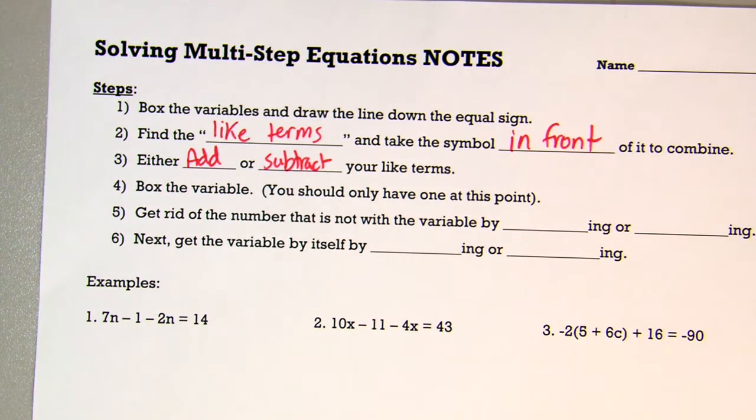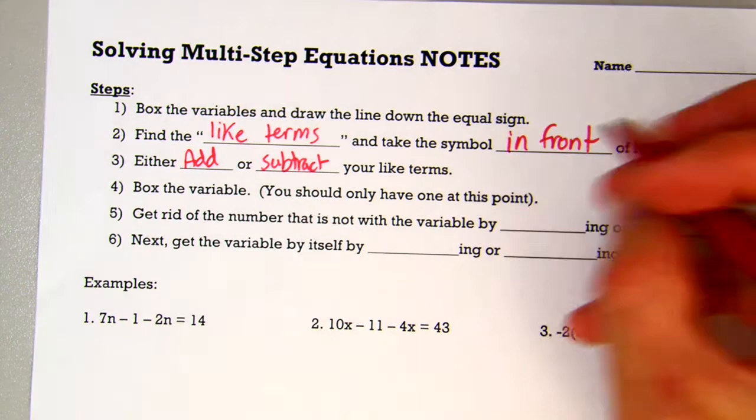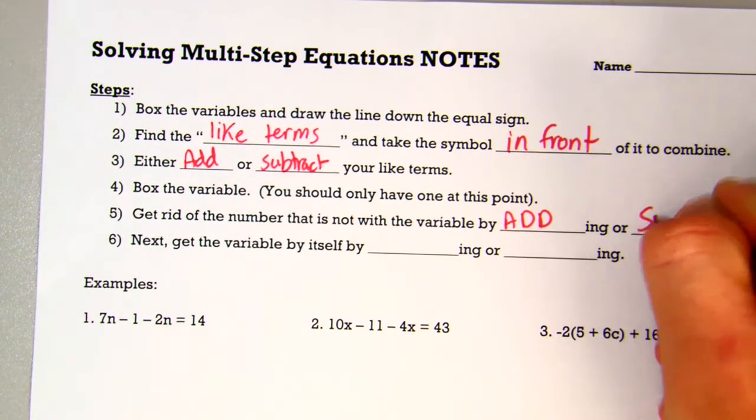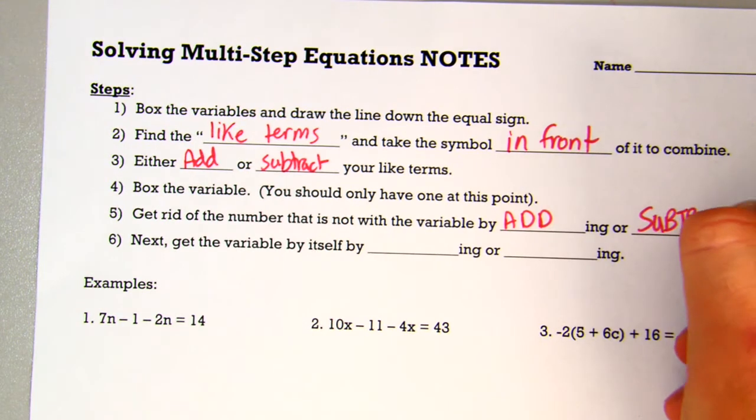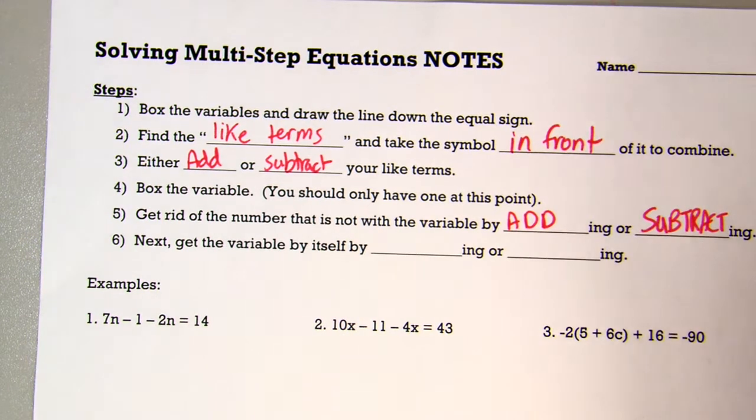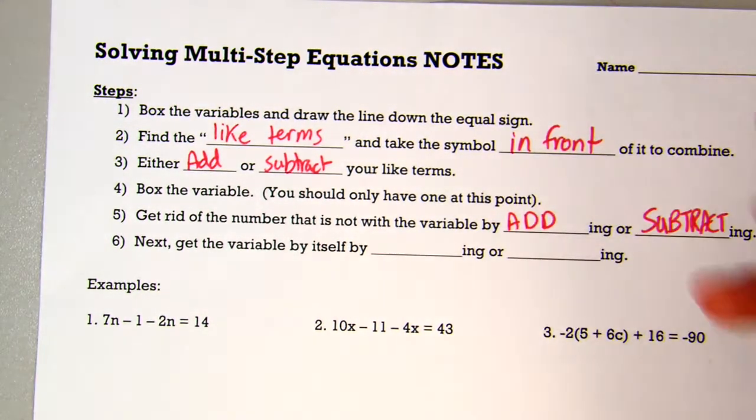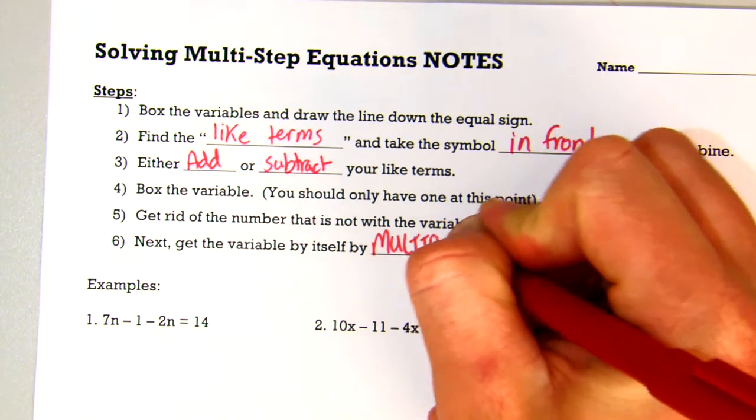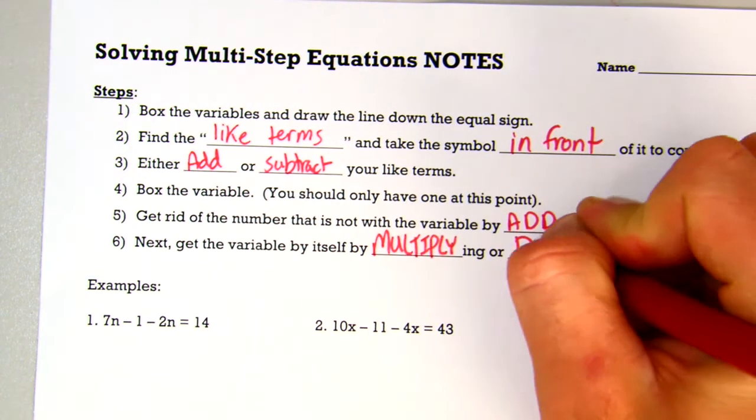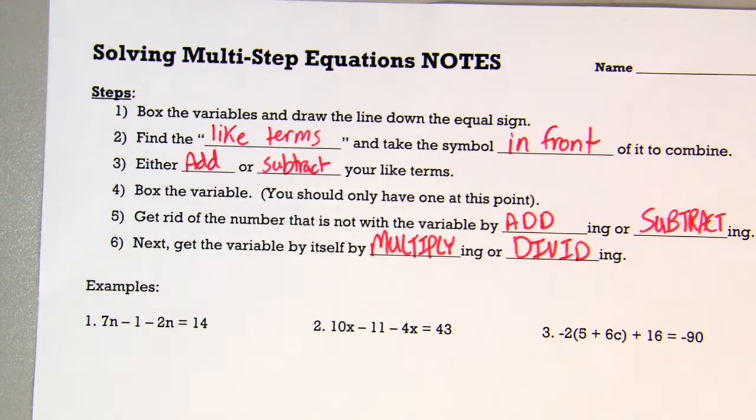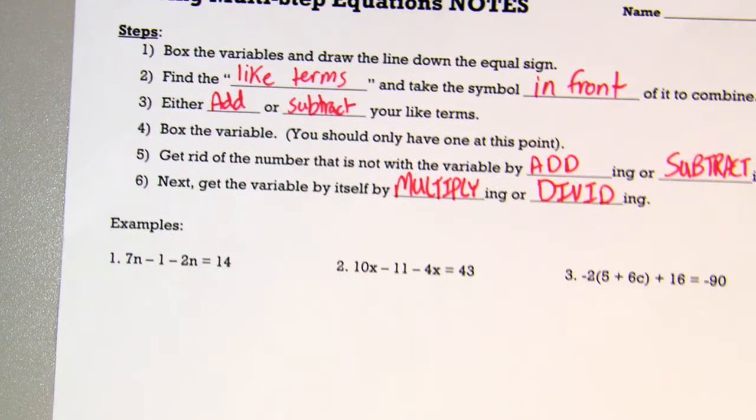We should have already done this at one point. Number 5, we're going to get rid of the number that is not with the variable, again by adding or subtracting. So no difference than before. And then next we're going to get to the variable by itself by multiplying or dividing. Alright, so we have a few examples here for you.